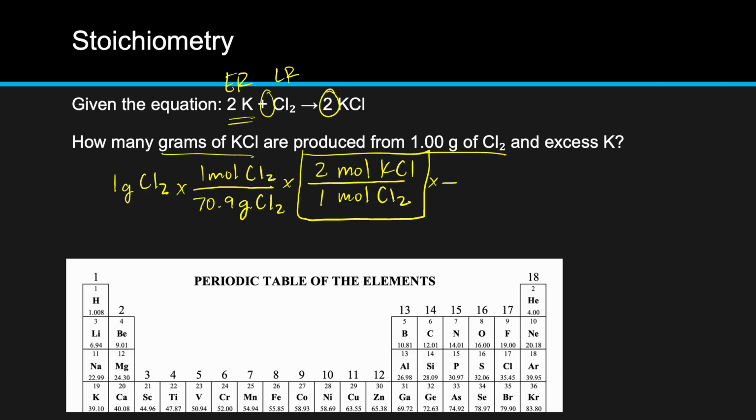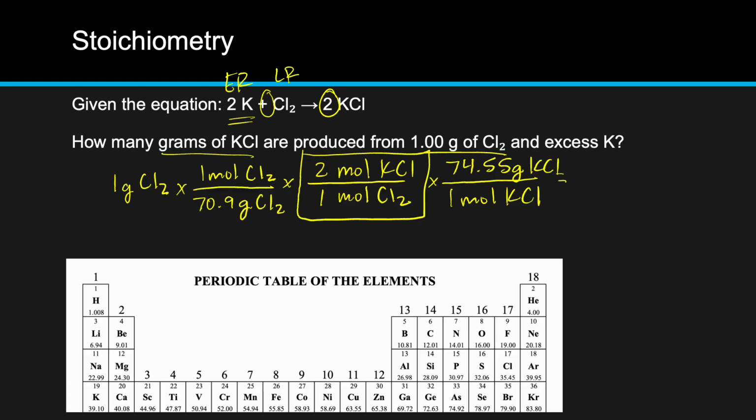It's asking for grams of KCl. So I know 1 mole of KCl is the molar mass of KCl. So I'm going to add those values together. K is 39.1 and Cl is 35.45. So that gives me 74.55 grams of KCl.